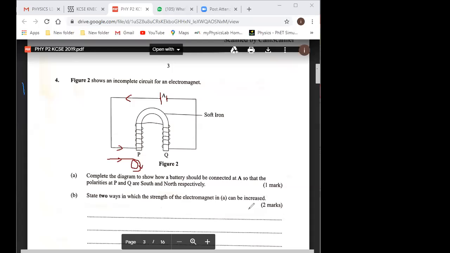Ken Waroi. The number of coils. Increasing the number of coils is correct. Ian Muraivi: Increasing the amount of current. Increasing the amount of current. So we can move to the next question.